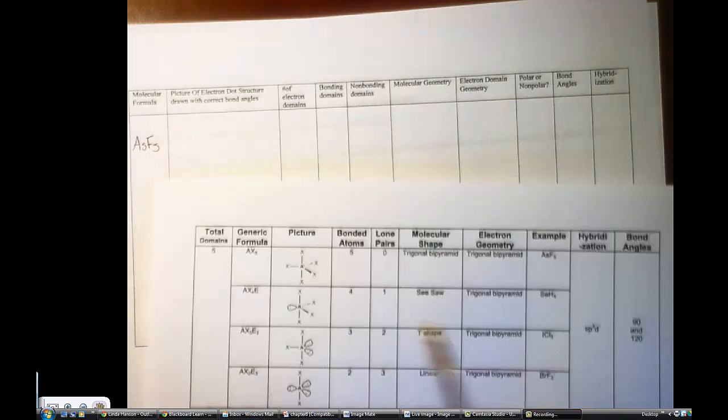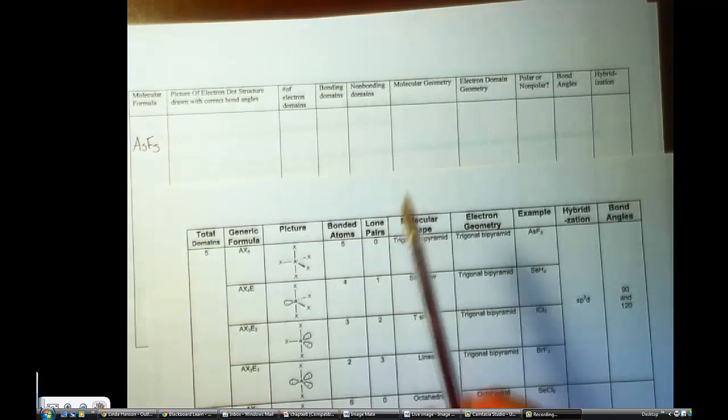So let's transfer that, and knowing that we have to do our best to actually draw this structure for AsF5. Arsenic goes in the center.